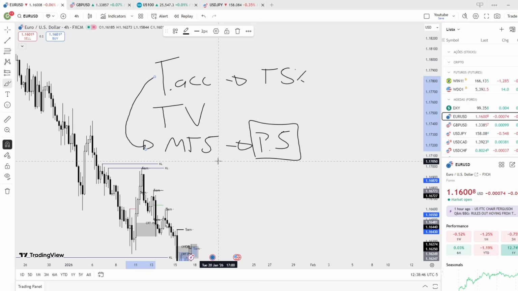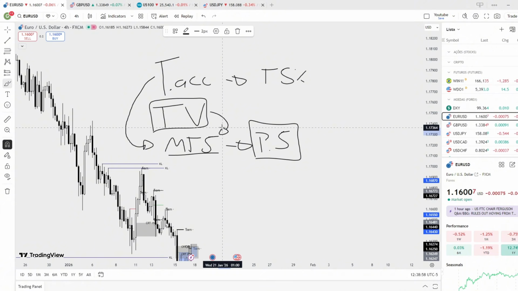So what you're going to do is analyze here on TradingView, and then open MetaTrader 5, sorry, to set your orders. You're going to do all the analysis right here on TradingView and then go to MetaTrader 5 and just place your orders with the position sizer.